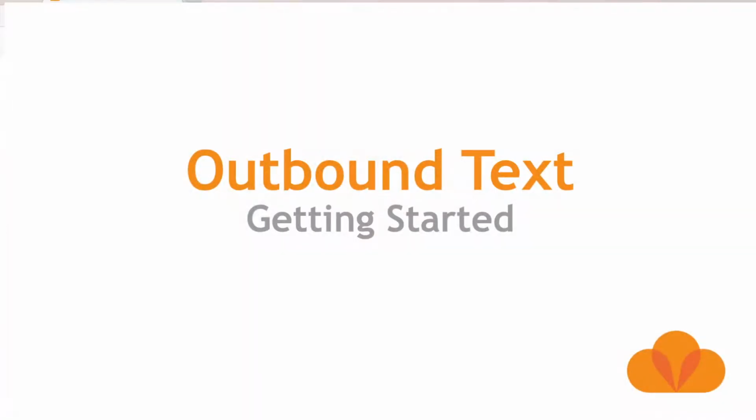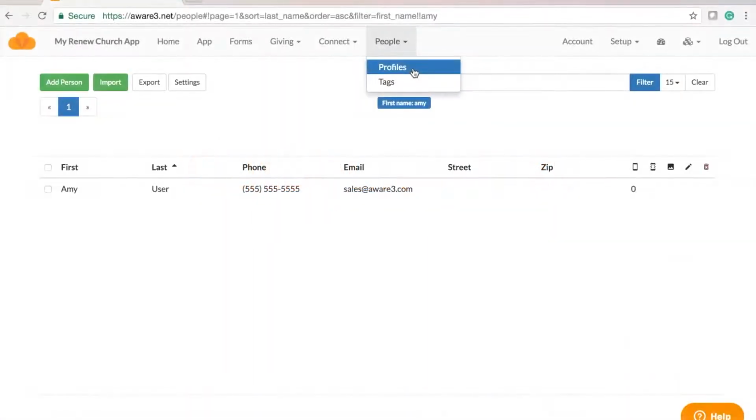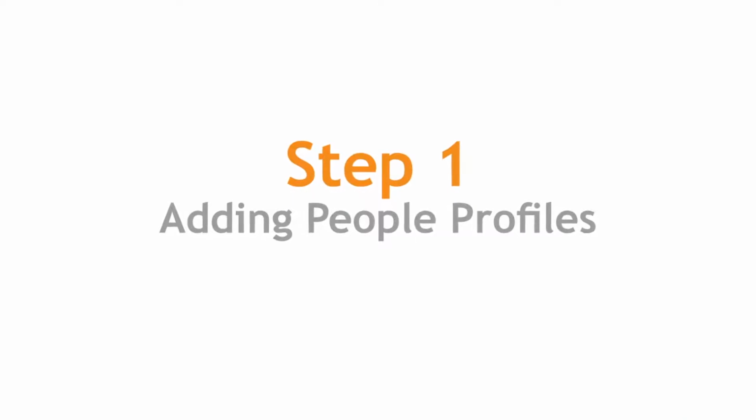Outbound text. It's a great way to communicate time-sensitive reminders, schedule changes, volunteer opportunities, and more, whether to your entire church body or to specific groups. With outbound text, there's 3 simple steps to getting started. The first one we'll cover is adding people that you'd like to reach.